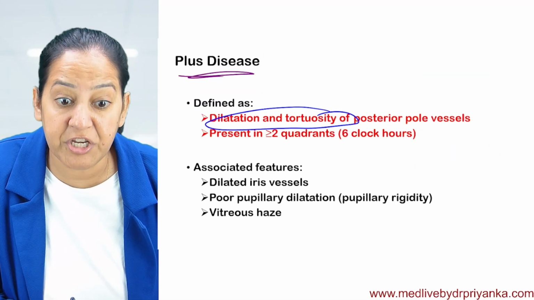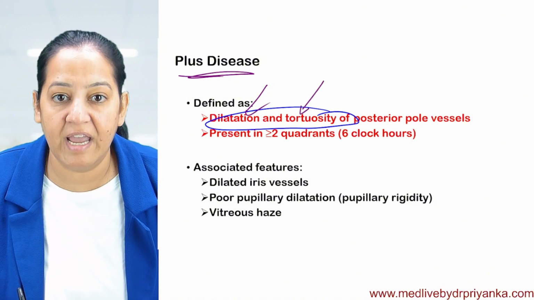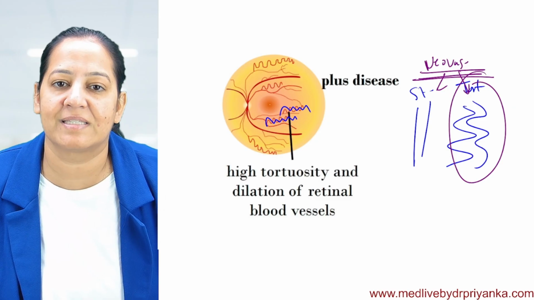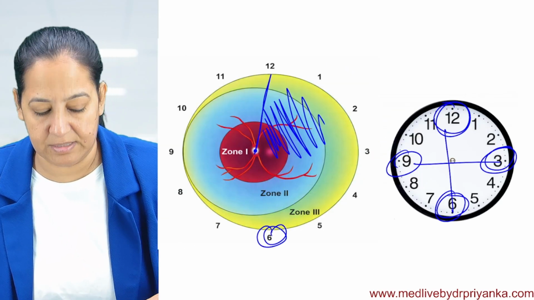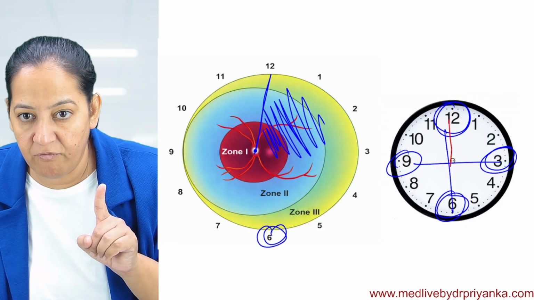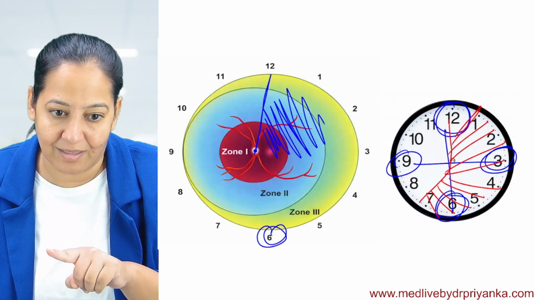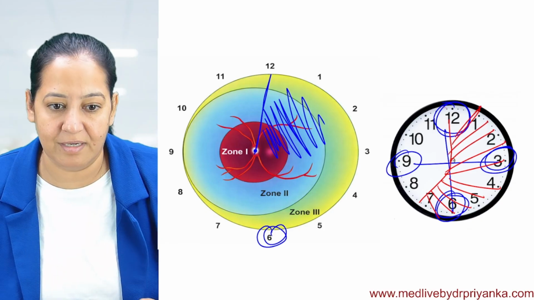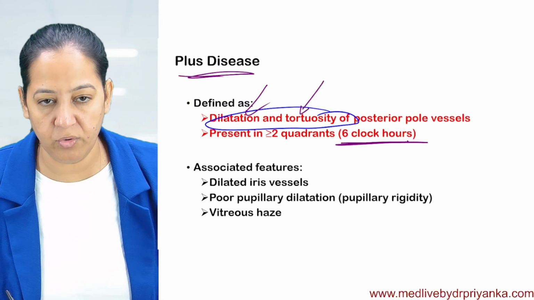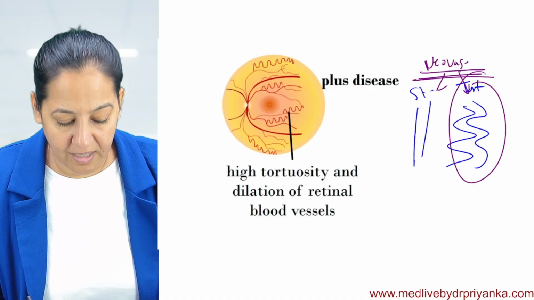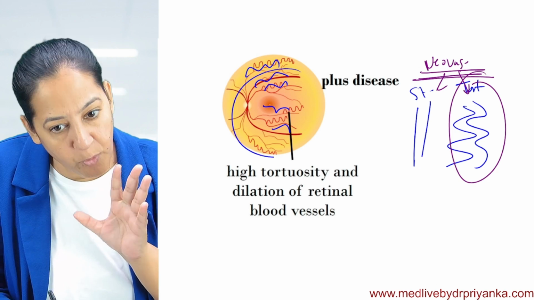In plus disease, the new blood vessels are dilated, tortuous, and they involve more than 6 clock hours. They involve 2 quadrants, more than 6 clock hours. So the disease is involving like this. It is already 6, it is more than 6 that the disease is involving. So such a disease is known as plus disease. So plus disease has 2 criteria. What are the 2 criteria? You can see the new blood vessels are tortuous, number 1, and the disease is involving more than 6 clock hours.